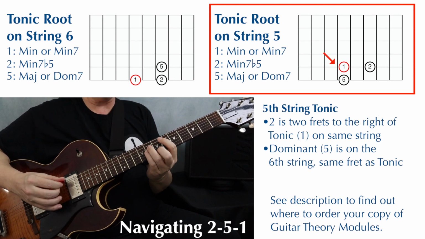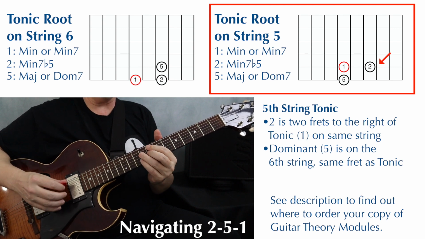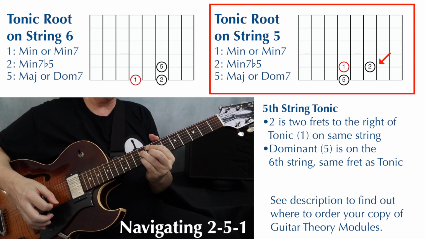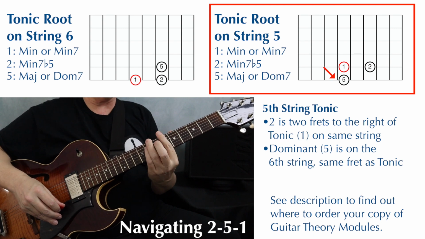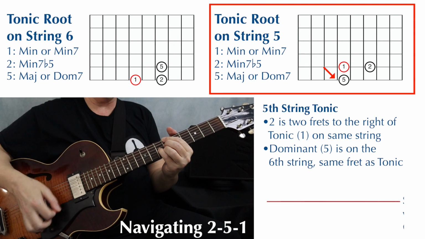And again, for your 1 chord, it's going to be minors or minor 7s. For your 2 chord, minor 7 flat 5. For your dominant or your 5 chord, it's going to be major or dominant 7.